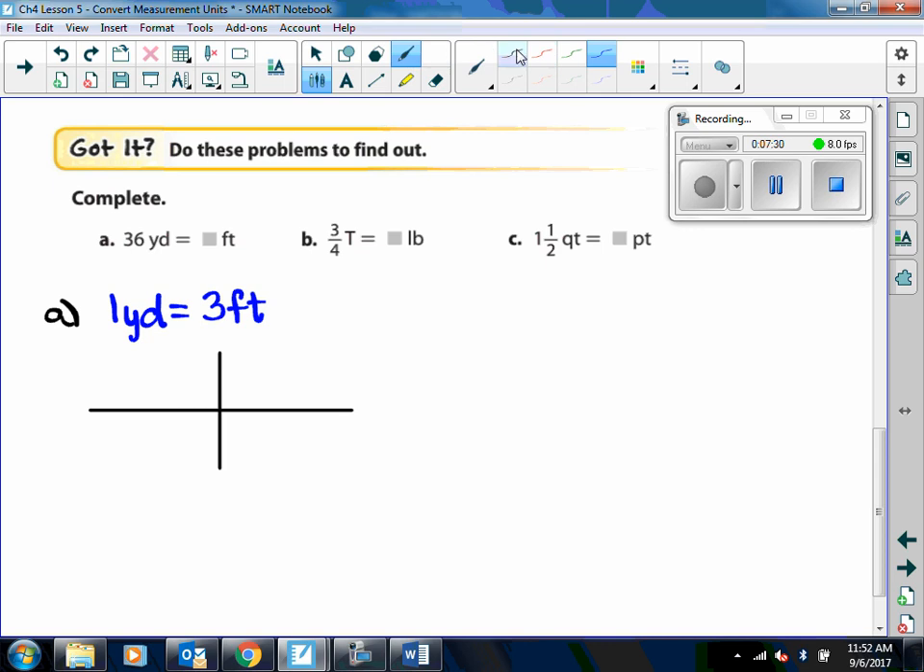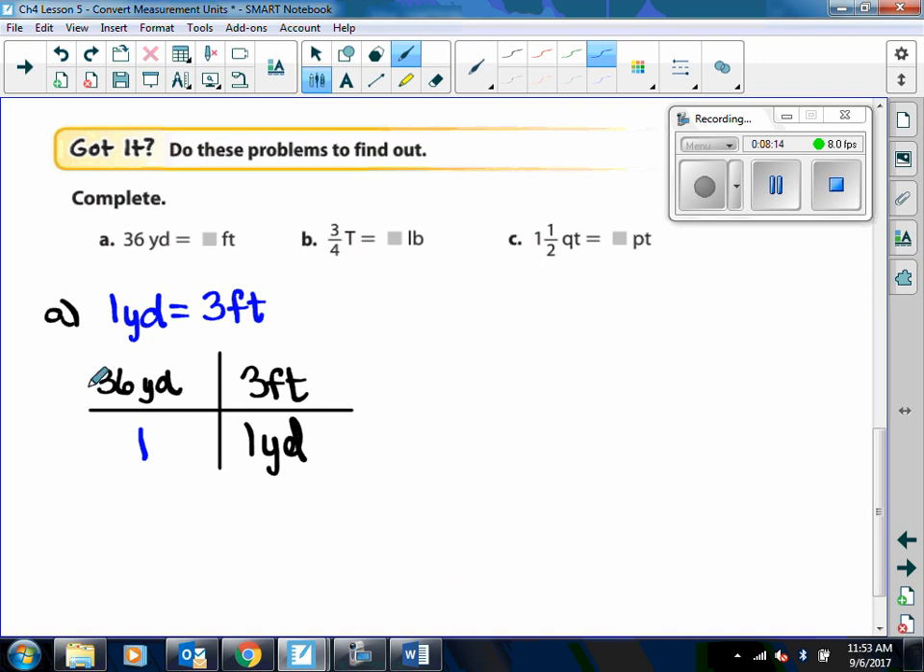So we're going to start with 36 yards. So that goes in the top left-hand corner. And we want to place yards and feet so that yards will cancel. Now, since yards is in the numerator, that means this yards has to go in the denominator. Okay? So when we place this, 1 yard goes on the bottom, and 3 feet goes in the top, in the numerator. So if you want to, again, you can put a 1 down here. You don't have to. You can just imagine that it's there.